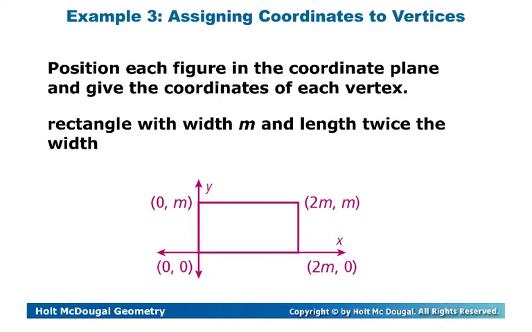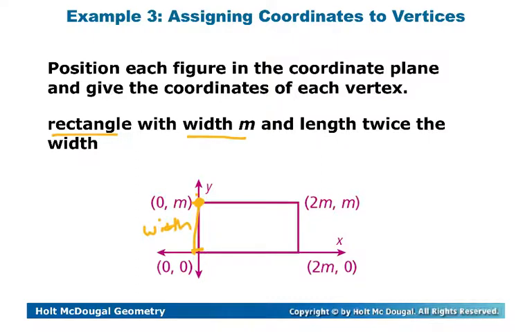So looking at our third example, we're going to assign coordinates to vertices. Anytime you can use 0 in any of these problems, very helpful, because zeros tend to cancel. So we're supposed to position this rectangle in the coordinate plane and give the coordinates of the vertices. It's a rectangle, and it has a width of m. So notice here, we've made this a distance of m. To get to it, you technically go over none and up m.